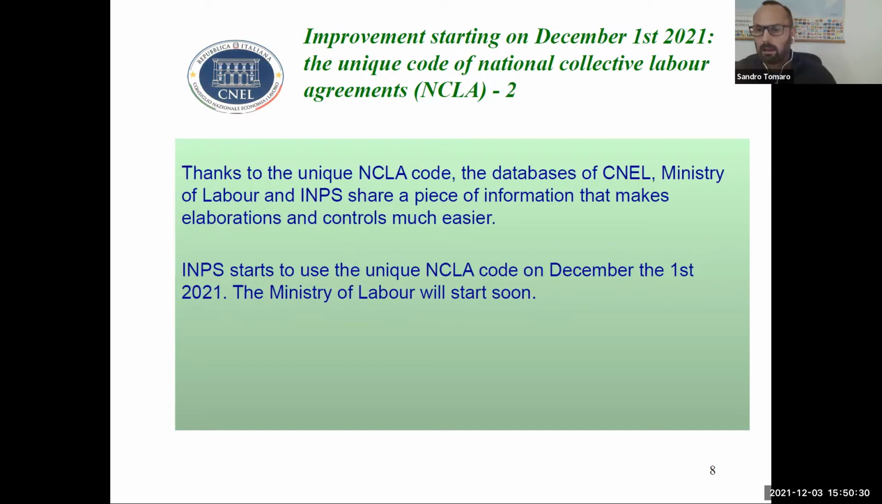Well, INPS started to use our codes the day before yesterday, and now in December and January there is a transition period, of course, because employers are updating their software. And the Ministry of Labour will start very soon. We are in contact with them. It's a matter of weeks. Next page.